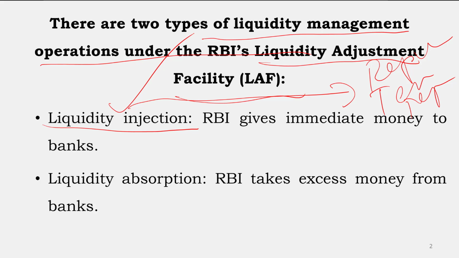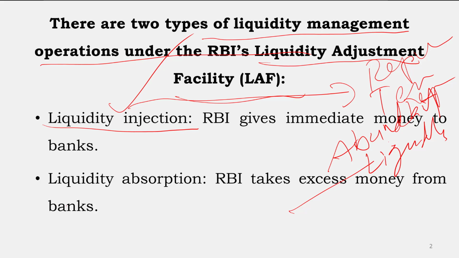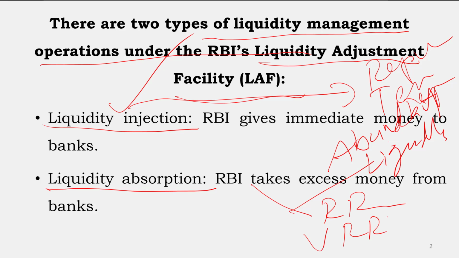Similarly, on the opposite side, when the banking system has abundant liquidity, the RBI performs liquidity absorption. For that there are several instruments like reverse repo operations, variable rate reverse repo operations, and sometimes long-term instruments for liquidity absorption. So basically these are the two modes of liquidity operation.